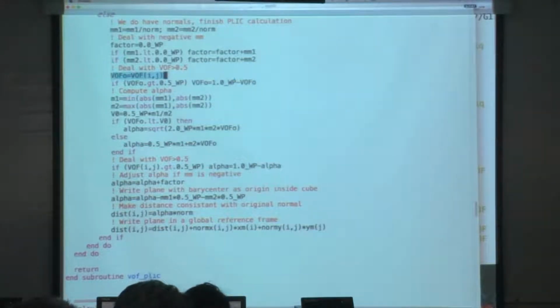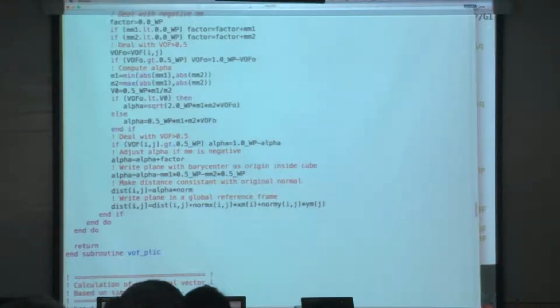I flip my volume fraction value as well to guarantee that it's below 0.5. And then this is my test, the test I need to perform. This is the critical volume fraction beyond which I need to deal with that extra triangle. If I'm past this, I deal with that extra triangle. If I'm not past this, I don't deal with the extra triangle. My volume fraction is just the volume of my single triangle. This is this. Else, this is the equation we obtained by our root finding exercise.